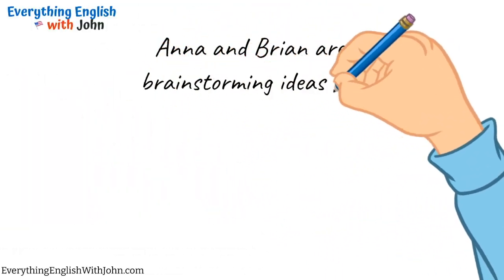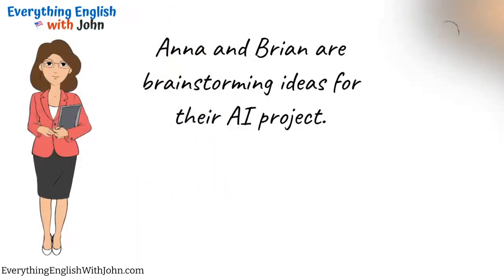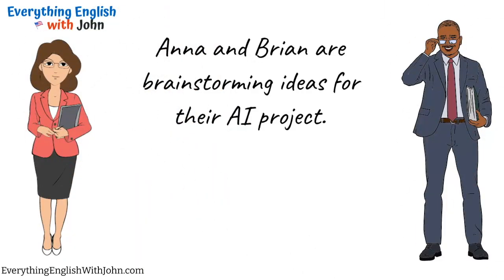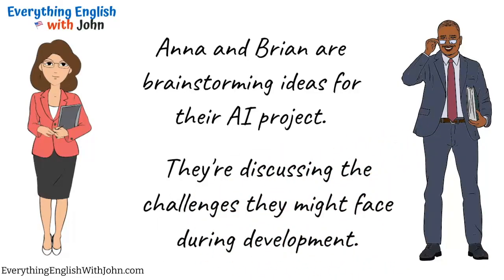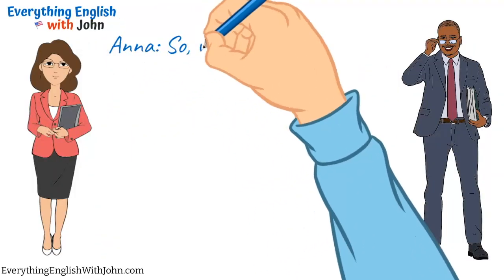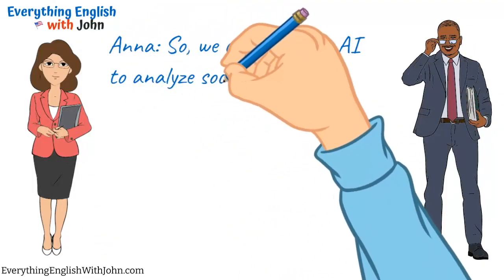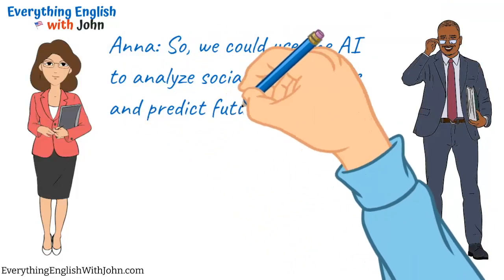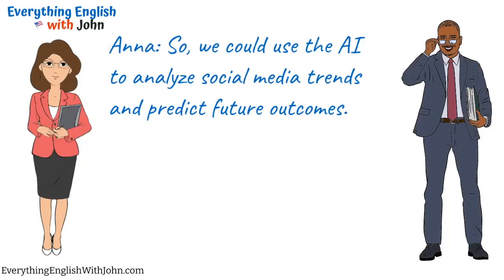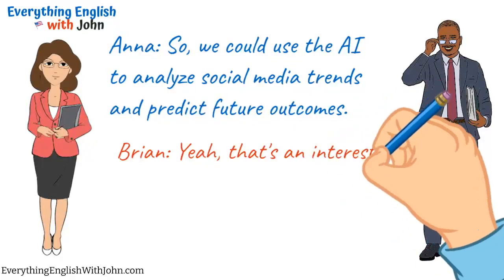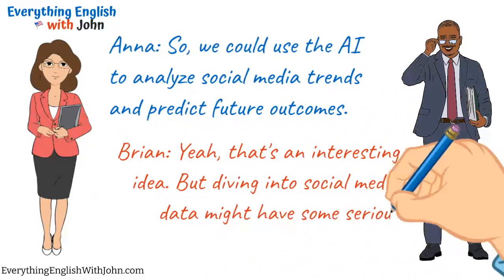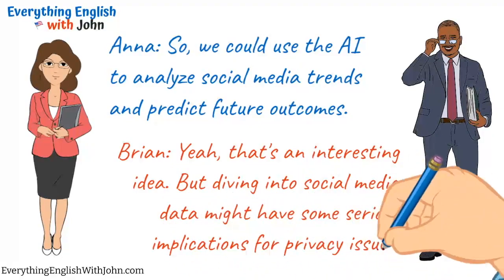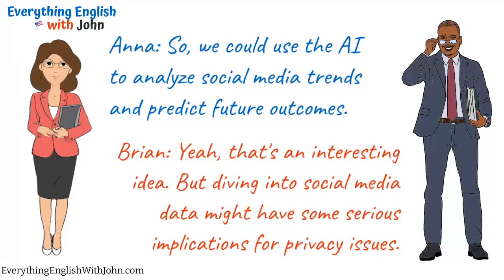Anna and Brian are brainstorming ideas for their AI project. They're discussing the challenges they might face during development. So, we could use the AI to analyze social media trends and predict future outcomes. Yeah, that's an interesting idea. But diving into social media data might have some serious implications for privacy issues.